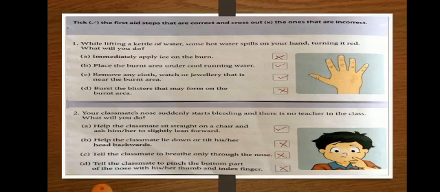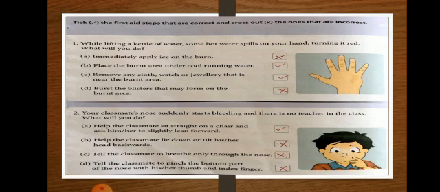Will you immediately apply ice on the burn, or will you place the burnt area under the cool running water, or remove any cloth, watch and jewelry that is near the burnt area, or burst the blisters that may form on the burnt area? So of course, options second and third, means first you have to place the burnt area under the cool running water and then remove the cloth, watch or jewelry that is near that burnt area. Okay, so these two basic first aid steps you can give to any person that may get burnt with hot water.